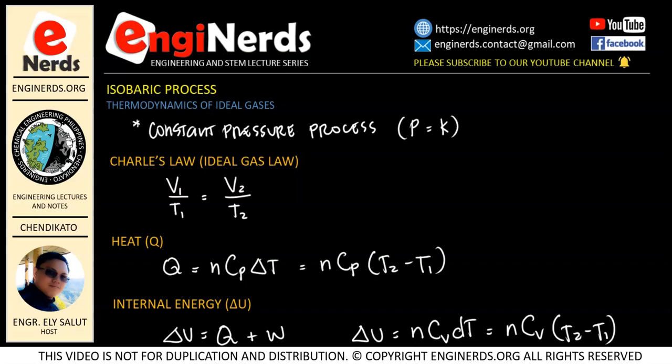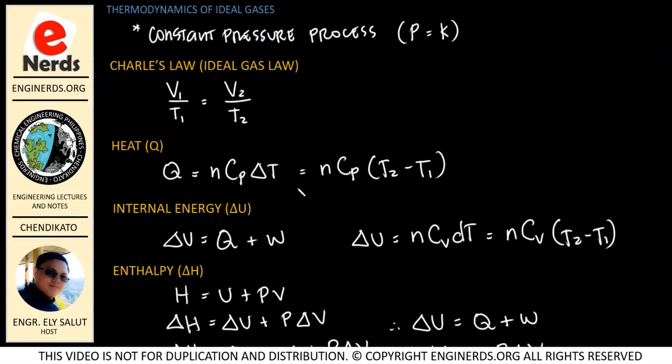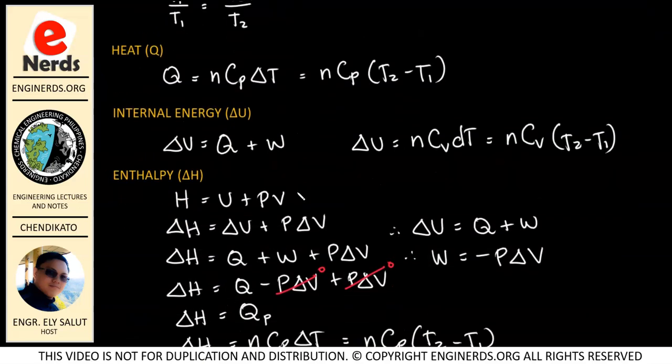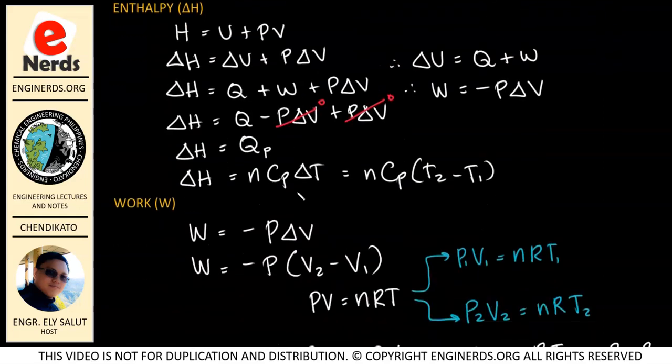Hi guys, today we're going to continue our discussion about the thermodynamics of ideal gases. And in this video, we are going to talk about the isobaric process. And as you have learned in our previous video, when we say isobaric process, we are talking about a constant pressure process. So again, we will be discussing the equations that we will be using when we are solving ideal gases in constant pressure process.